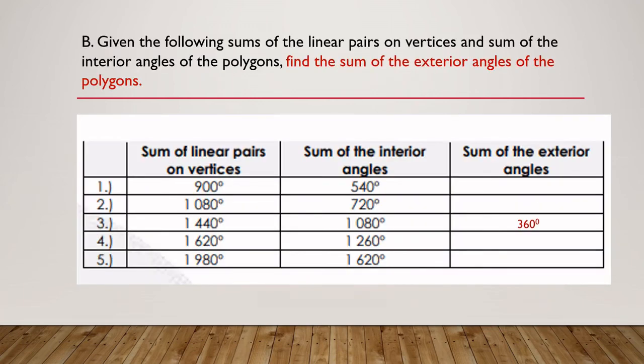Next, given the following sum of linear pairs on vertices and the sum of interior angles of the polygon, find the sum of the exterior angles. So napakadali, you just subtract. The answer is 360 degrees. Subtract. Number 2, again. Subtract the sum of linear pairs and the sum of interior angles.